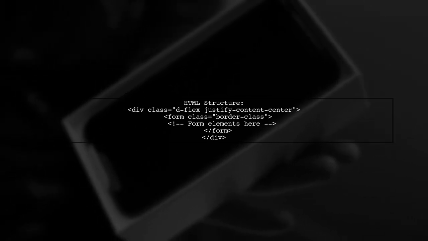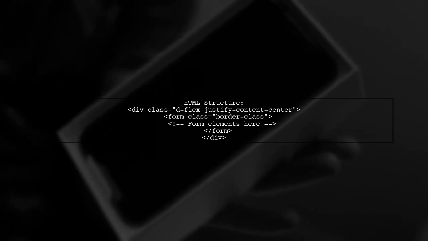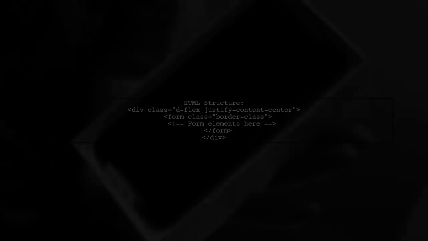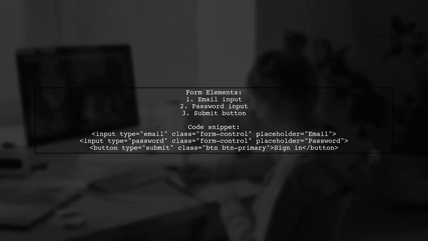First, create a class for your border styles. Then apply that class to your form. Inside the form, you can include input fields for email and password, along with a submit button.